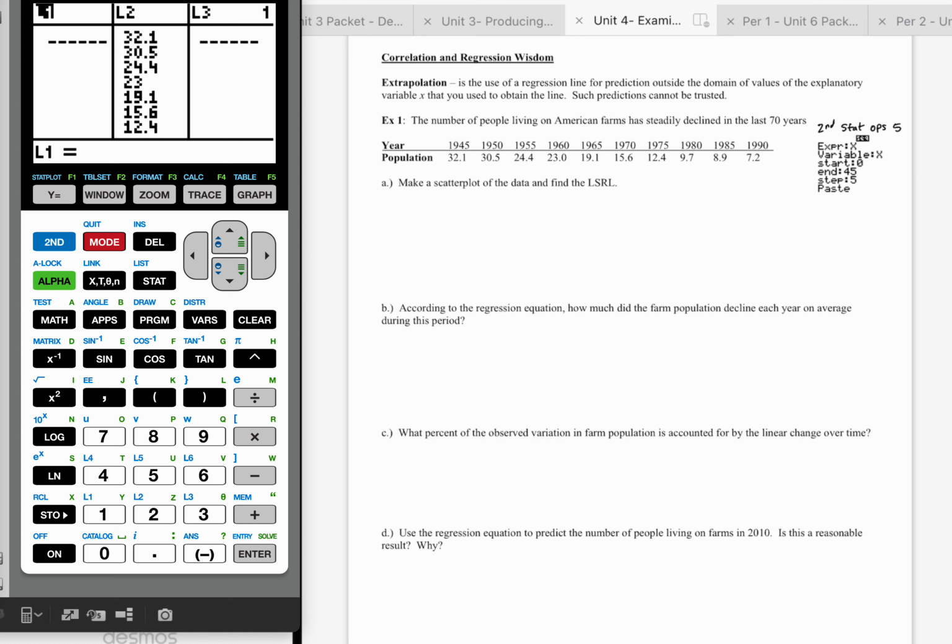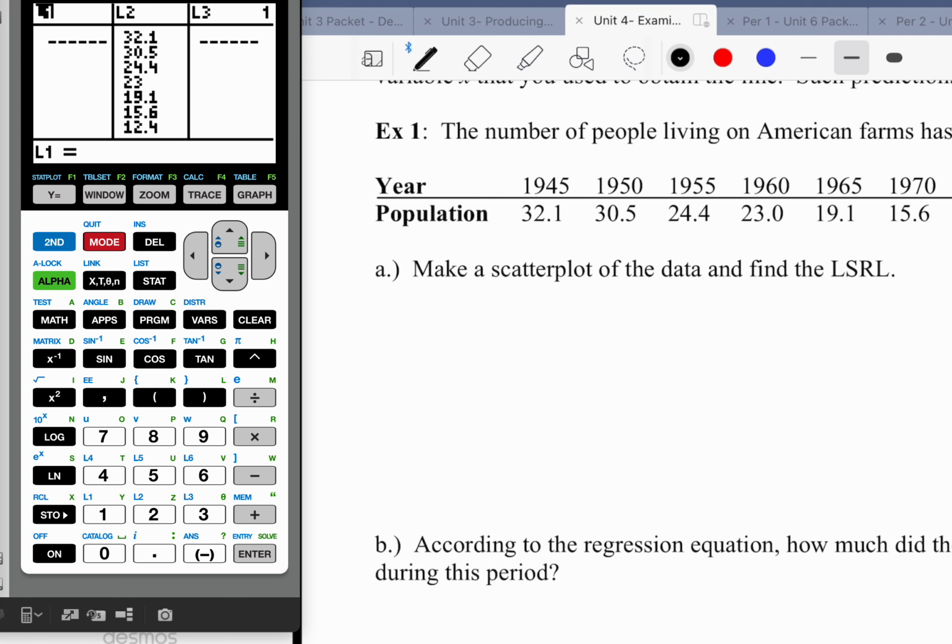The overall theme here is the number of people living on American farms has steadily declined in the last 70 years. If you actually put in 1945, you're establishing zero as being the year zero. Right? So there's a whole lot of time elapsed that would be completely irrelevant to the situation. So what I'm going to do is let zero be 1945. All right, so that would be my baseline.